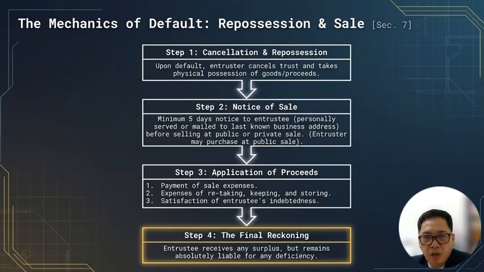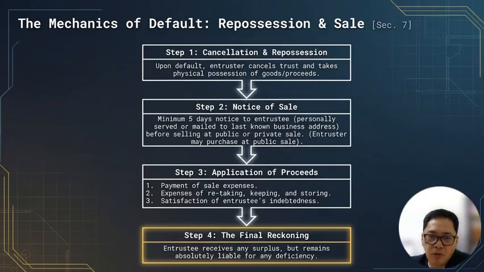So, under Section 7 of PD 115, the law provides the entrustor with a clear step-by-step legal mechanism to recover their investment if the entrustee defaults on the agreement. Here is how the mechanics of the repossession and sale work. So, step 1, cancellation and repossession.